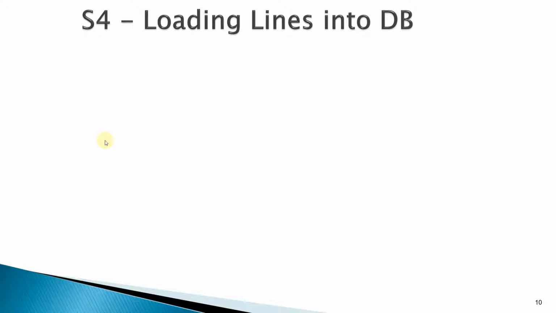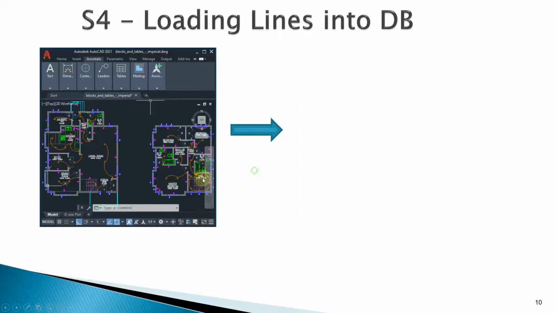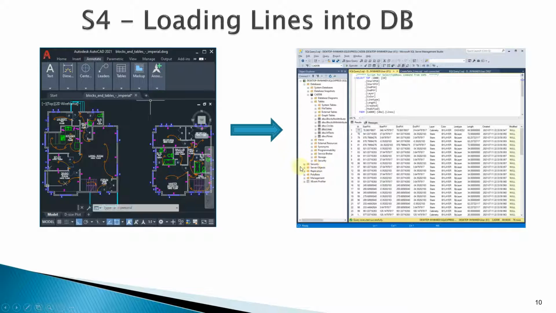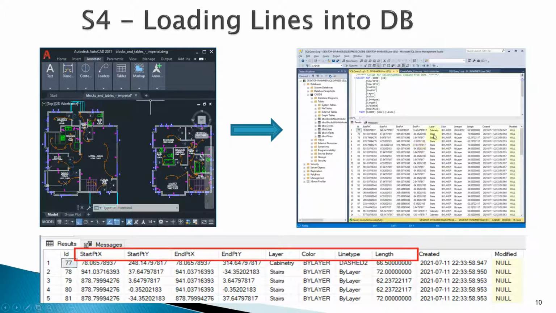Our first task is to load the line objects into the database. So let's just have a quick overview of the process. From our AutoCAD drawing, we are going to extract all the line objects like these staircases here, and also the deck and the foyer.